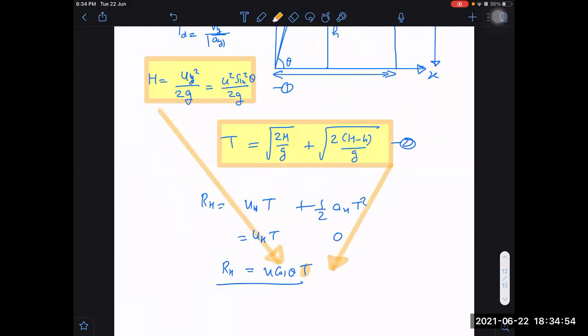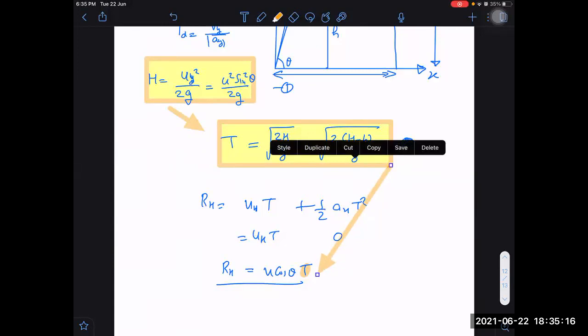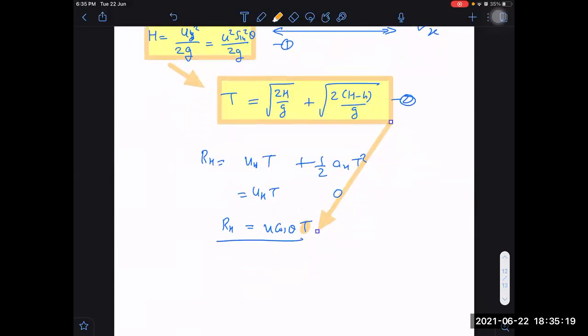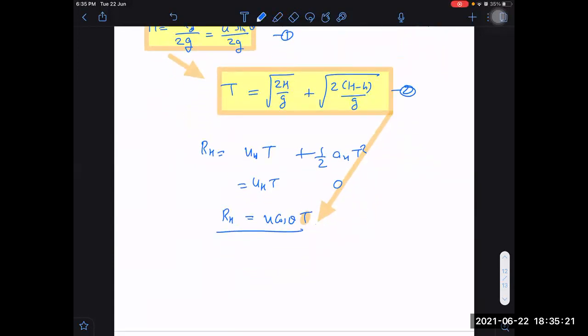Or maybe I should not say it like this. I should say that from here we will be getting time, and from time I will be getting the range. So you can get it now easily, not difficult.